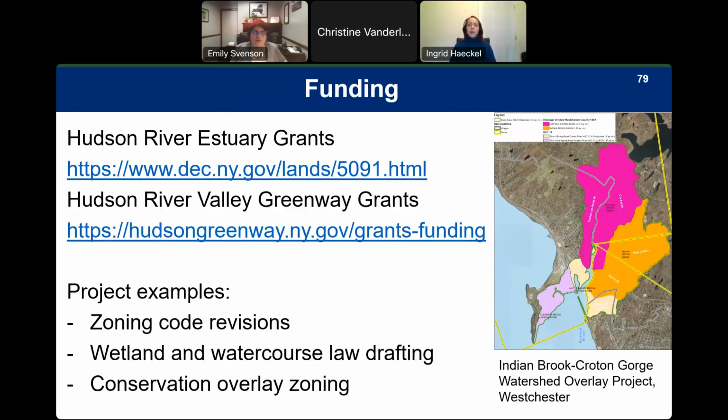And if you're interested in developing local policy, there's funding available through Hudson River Estuary grants and also from the Hudson River Valley Greenway. And these grants can be used to fund professional assistance for zoning revisions, wetland and watercourse laws, or conservation overlay zoning. And the map on the right is from a conservation overlay zoning project underway in 5 Westchester towns and villages to protect water quality in the Croton Gorge area, and that's funded through an estuary grant.